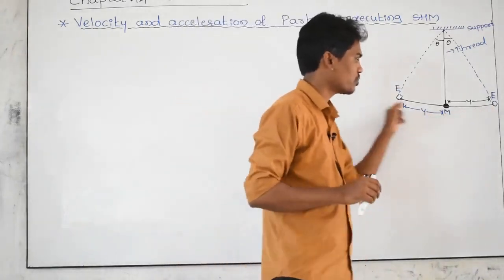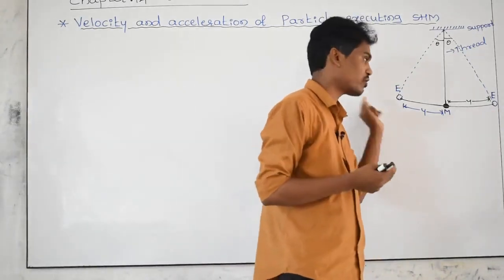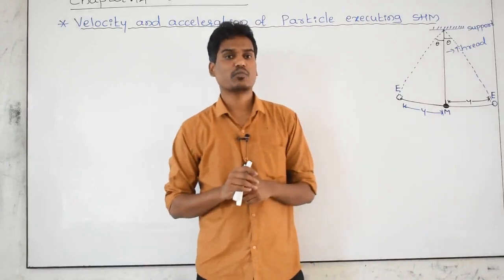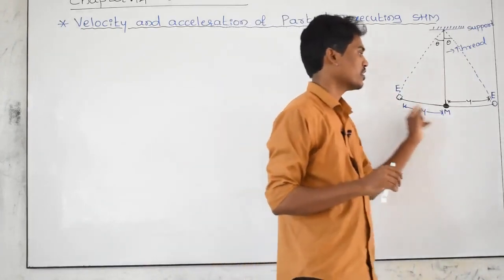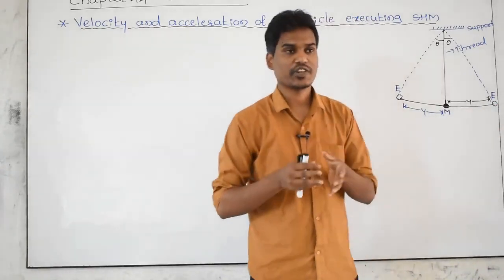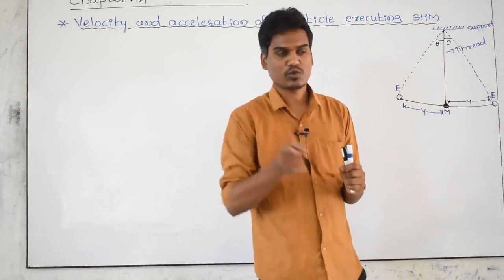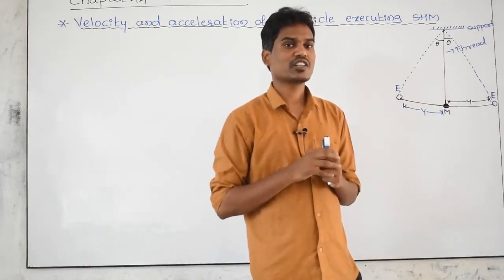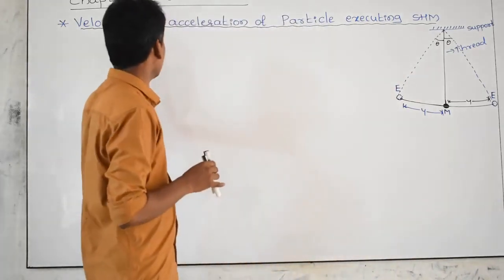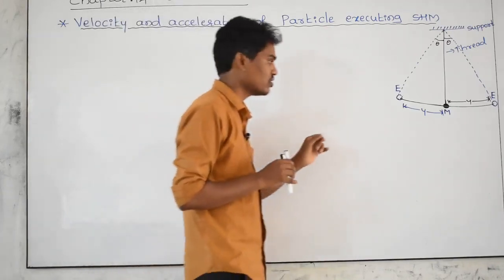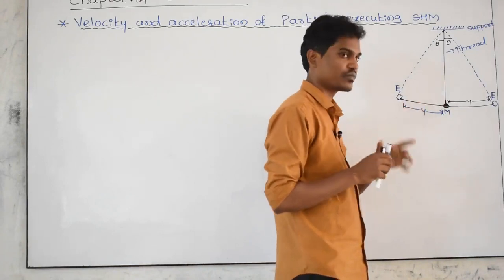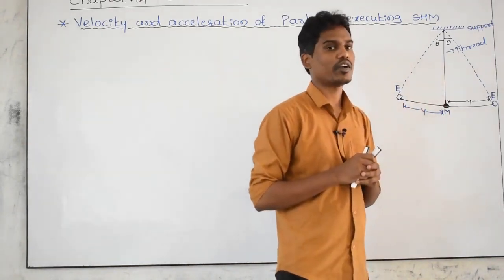Whenever the object is in simple harmonic motion, a to and fro motion, what is the velocity and acceleration of the body during this to and fro motion? Whenever the object is executing, it is already in motion. What is the velocity and acceleration of this body at each and every point of its journey? That is what you have to find out.